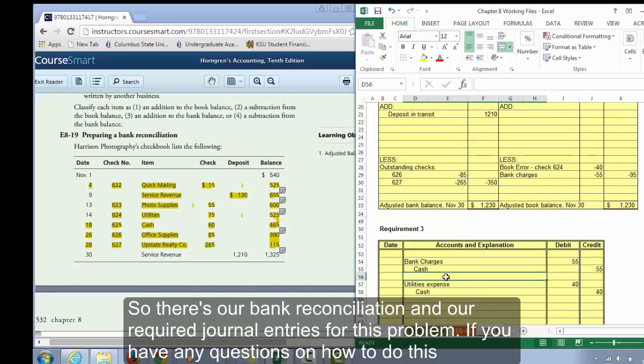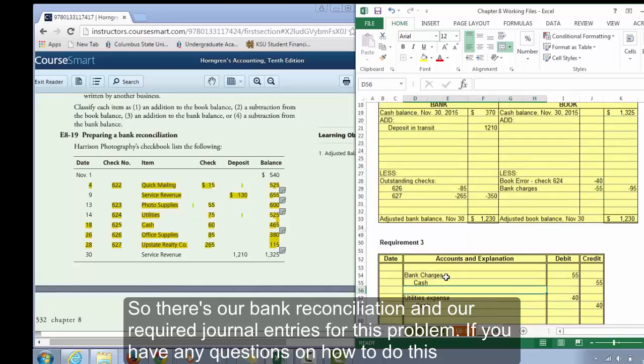Okay, so there's our bank reconciliation and our required journal entries for this problem.